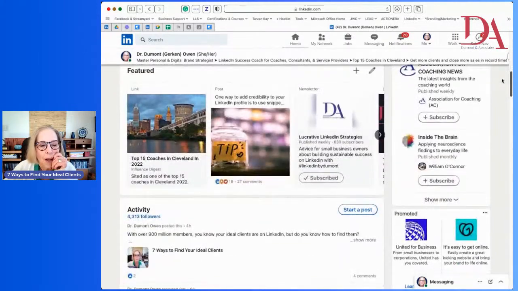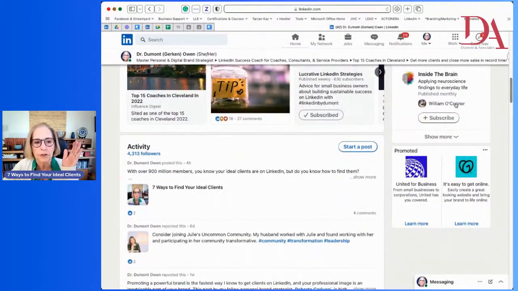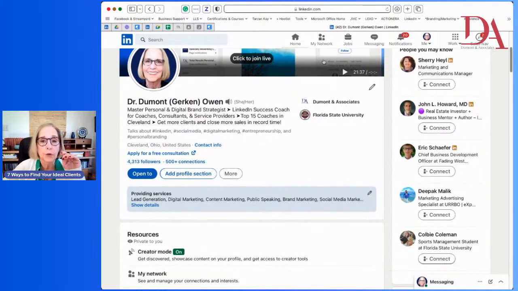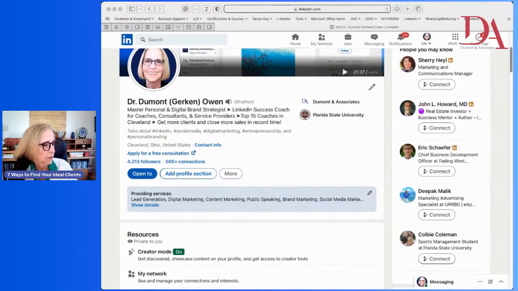Okay, so the first thing I wanted to show you is that it is really easy to find your followers. Now, there are two kinds of profiles. If you are not familiar with this, there are two kinds of profiles. One is your standard profile, and one is creator mode. Now, I have creator mode, and I'm not going to go into that today. We are doing it next month.